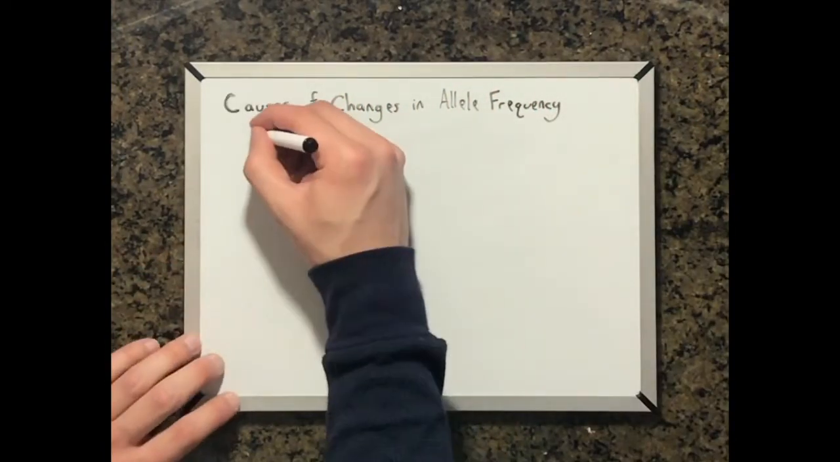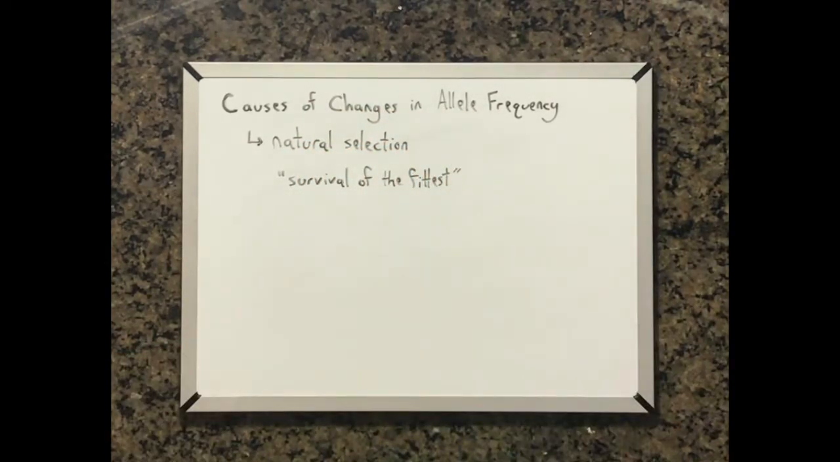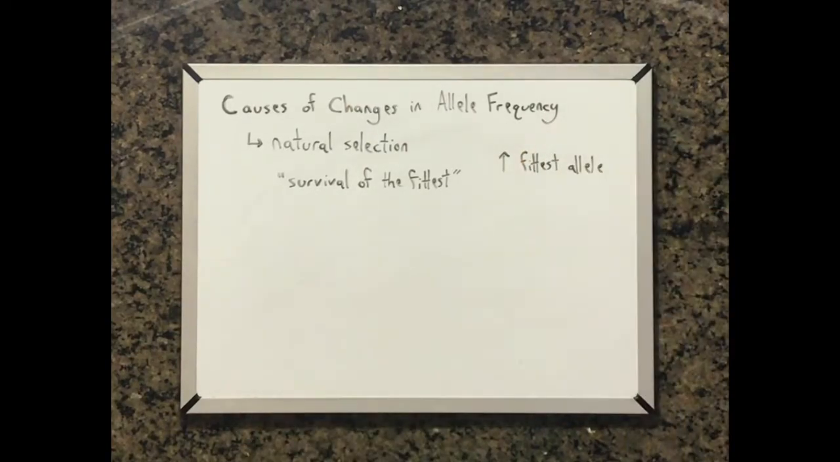For example, natural selection or survival of the fittest might lead to one allele being selected for and the other allele being selected against. This could in turn lead to an increase in the allele frequency for the more fit allele and a decrease in the allele frequency for the less fit allele. Natural selection, however, is not the only driving force for changes in allele frequency within a population.